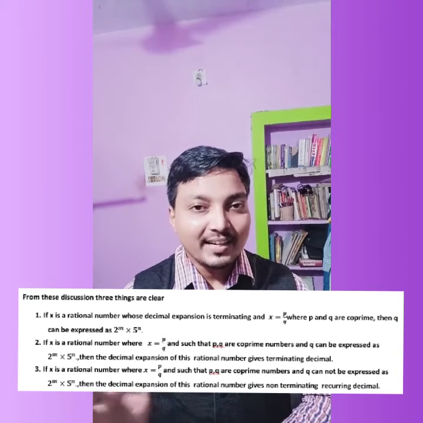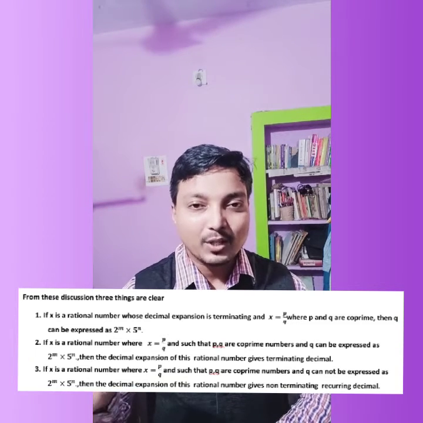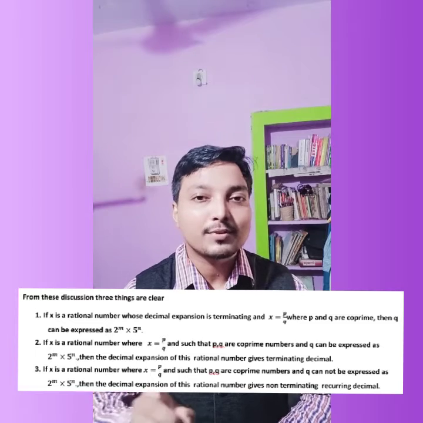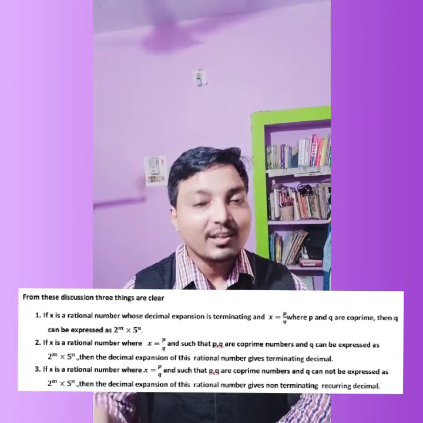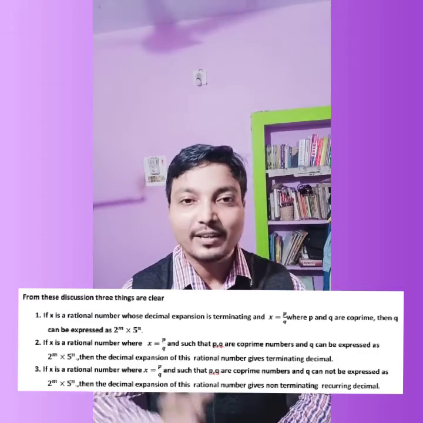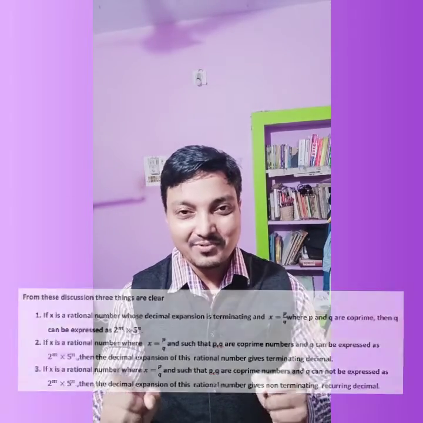If it cannot be written in the form of 2 to the power m into 5 to the power n, 100% it will not give you a terminating decimal expansion. Instead it will give you the non-terminating and recurring decimal expansion. Is it clear to everyone? So now we will apply all these things to solve exercise 1.4, question number 1, 2, 3, 4.